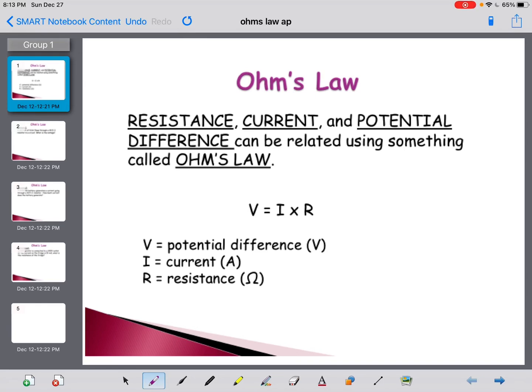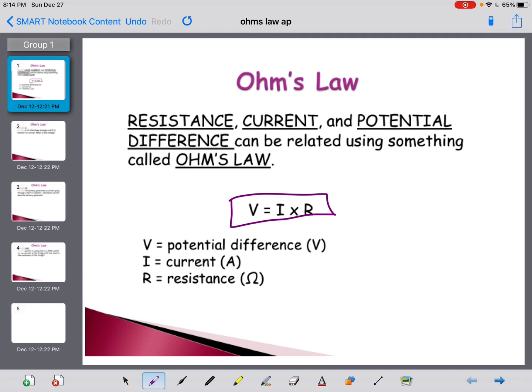Okay, everyone. So what we're looking at today is a concept known as Ohm's Law. And really, this is a calculation that shows the relationship between voltage or potential difference, current, and resistance. So the formula here is V is equal to I times R.